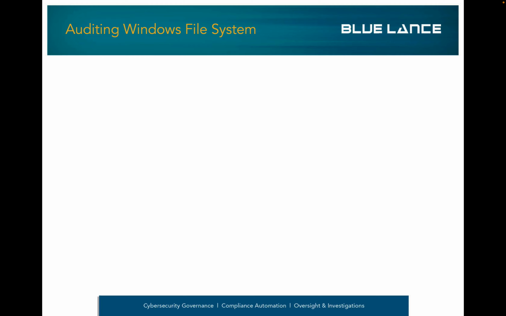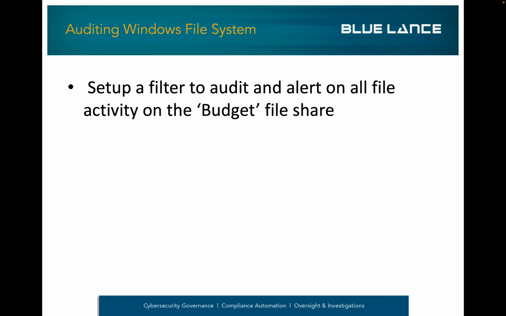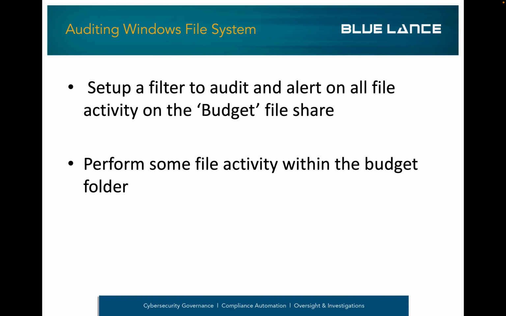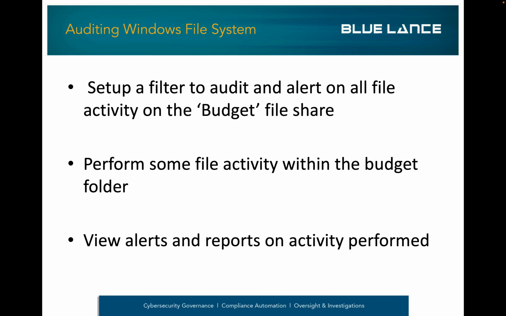The steps to set this up are, we need to set up a filter within LT Auditor to audit and alert on all file activity on the budget file share. We're going to perform some file activity within that share and then validate that we have received the alerts, and we can report and see what kind of activity LT Auditor has picked up for you.